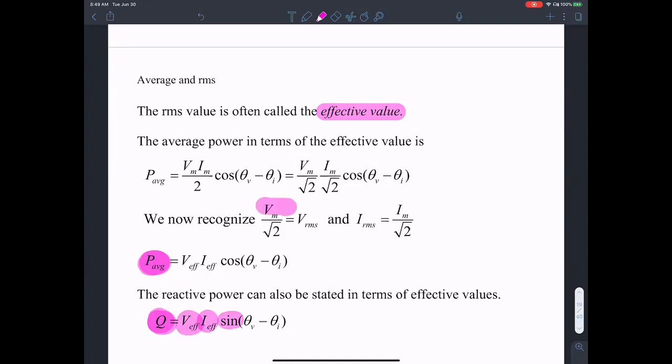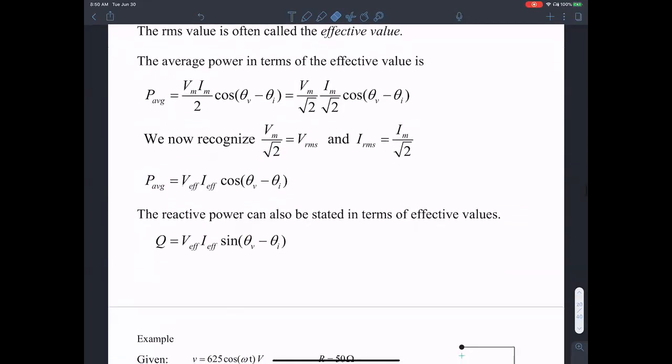So when I say V effective, all you have to realize is that VRMS is the same as V effective. And I effective is the same as IRMS. So IRMS is the same as I effective. And then of course there is the sinusoid term. The RMS value is often called the effective value, so I can calculate the reactive power in terms of the effective or RMS values.